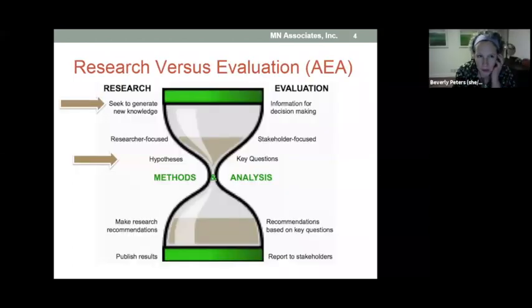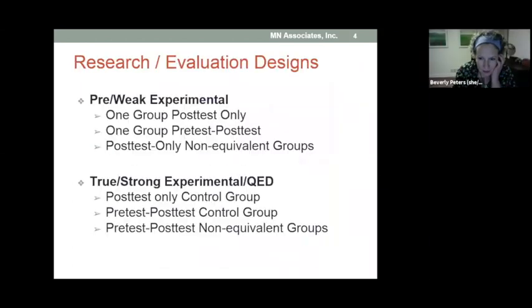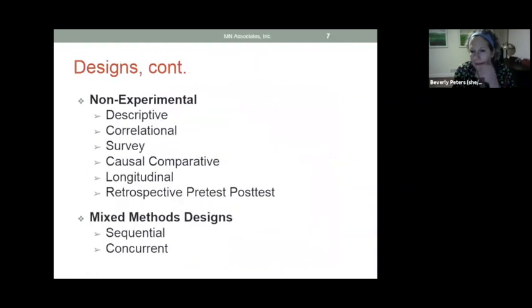And then Kavita, if you could get back to your design slide, there was a question. Are there differences in terms of threats to validity and reliability based on these designs?